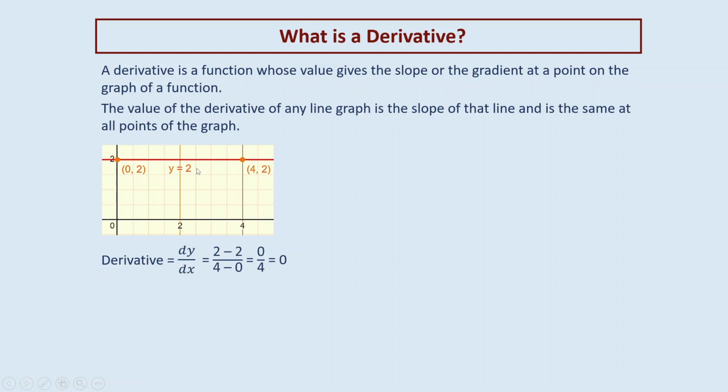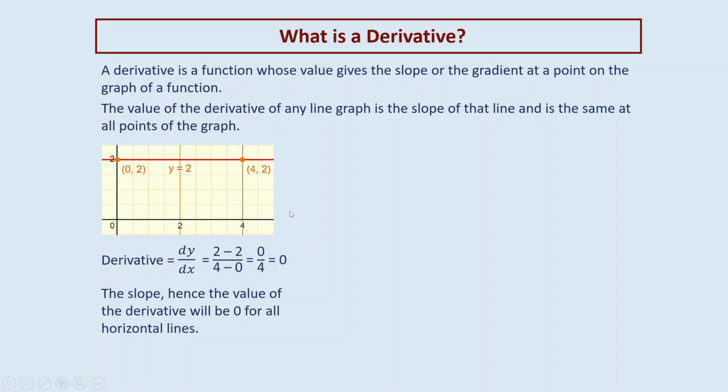Now you may have any other horizontal line, but whichever horizontal line you take, it will have an equation of the form y equals some constant k. For all the points on that line, the y coordinates will be equal to k. Therefore, the numerator will be k minus k, which is equal to 0. Hence, the derivative of all horizontal lines will be equal to 0.